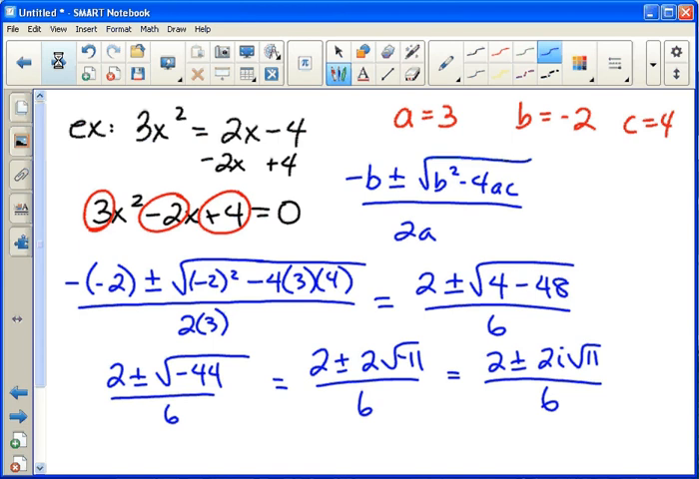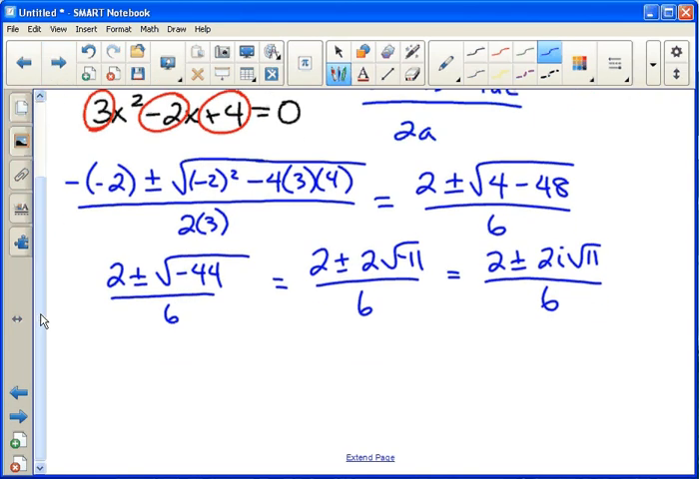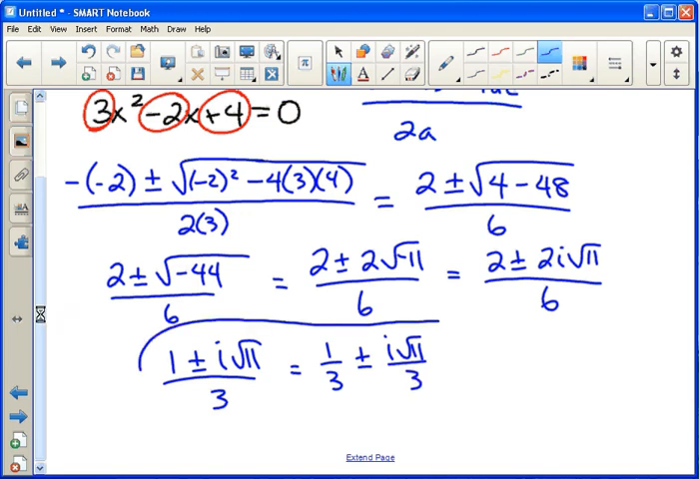So my last step is to see if there's anything that will reduce, and again, all of them are divisible by 2. So I can rewrite this as 1 plus or minus i square root of 11 over 3. Or, just so you know, one other way it can be written is you could split it up into two pieces and do 1 over 3 plus or minus i square root of 11 over 3. So both of those are equally good. Just be aware if you see it either way that those are the same thing.